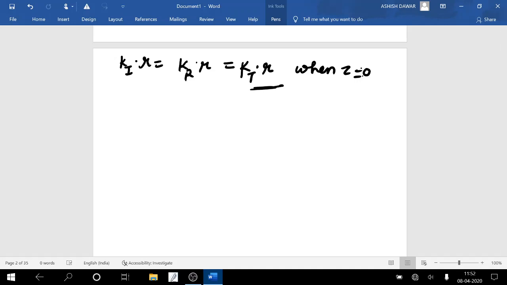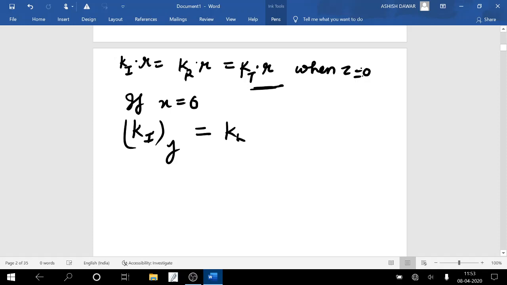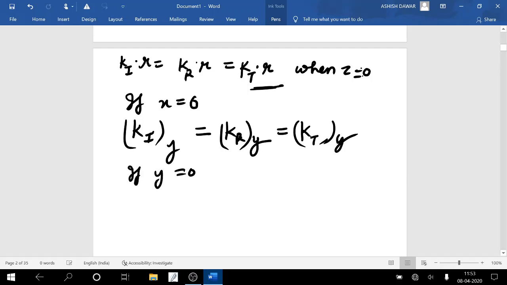So if x equals 0, then the y components are equal: ki y equals kr y equals kt y. And if y equals 0, what do we get? We get the x components.